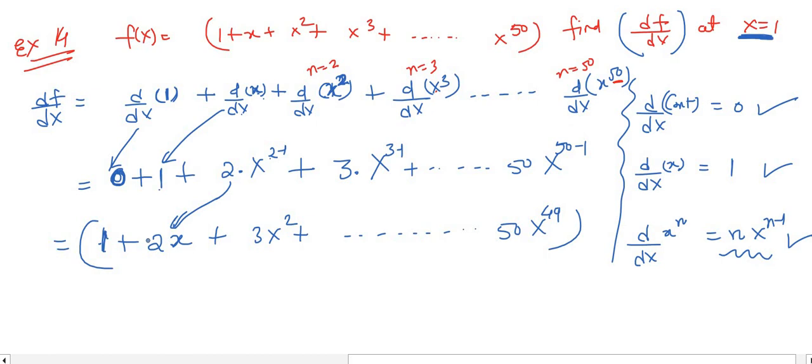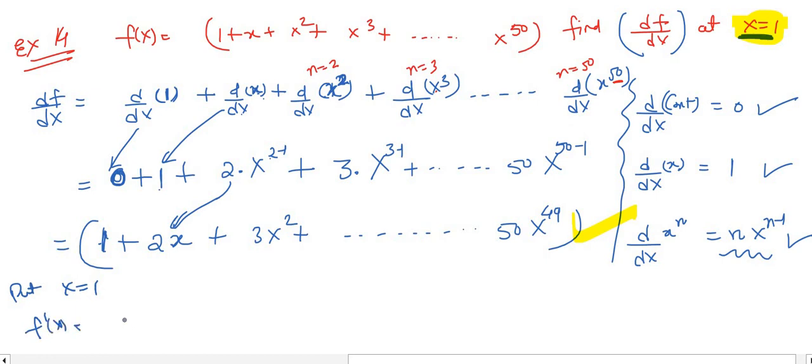This is your answer. But there is one more term. They are asking to find derivative at x is equal to 1. If they are asking derivative, this is done. This is your answer. But they are asking at x is equal to 1. So now how to solve it? So we will just put x is equal to 1 here. We will just put in entire question, put x is equal to 1. So what will be my derivative?